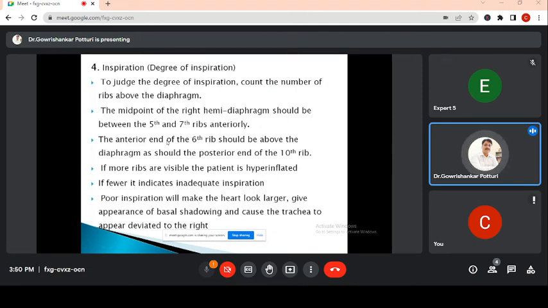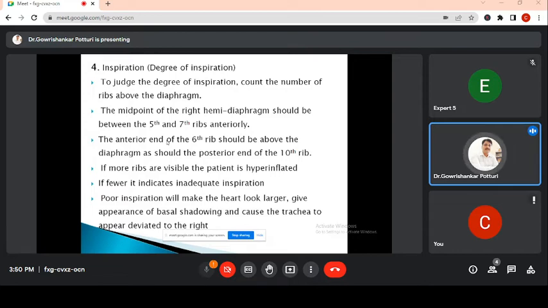Next, the degree of inspiration. Whenever you go for an X-ray, an AP view, PA view or lateral view, the radiographer will ask you to take a deep breath and hold. So how good a degree of inspiration has been achieved? To judge the degree of inspiration, count the number of ribs above the diaphragm.